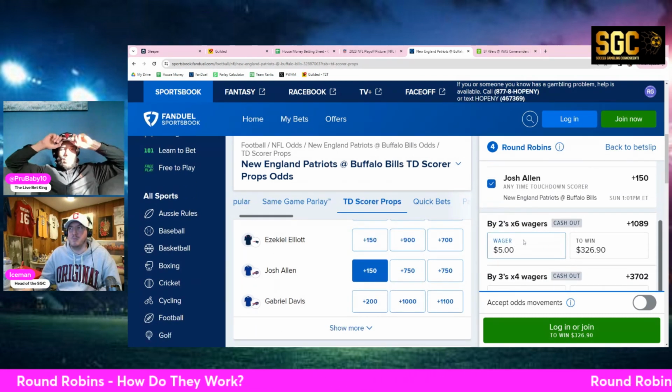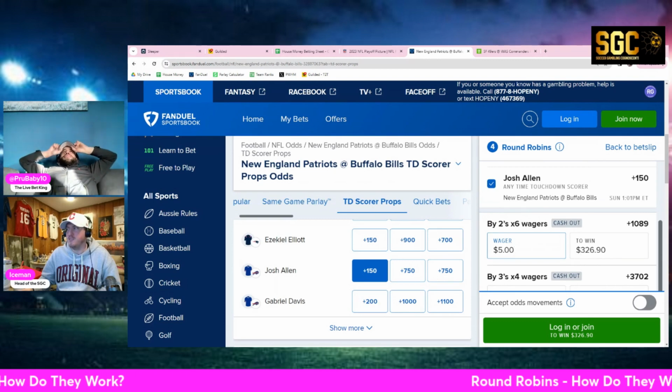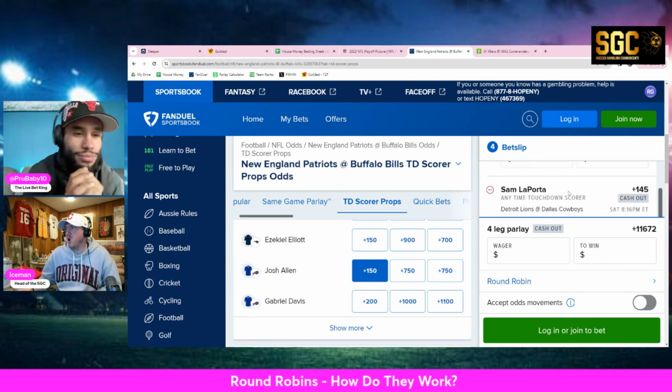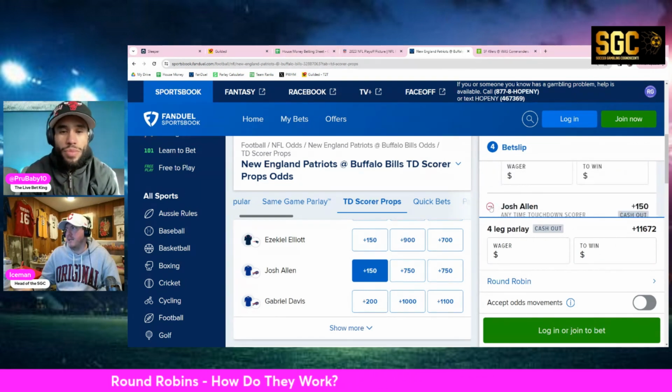But yeah, so the key difference between FanDuel and DraftKings, like we say, is that FanDuel will not automatically same game parlay these lines.